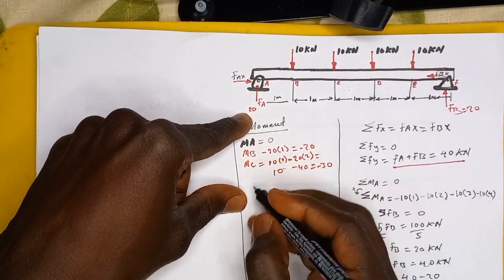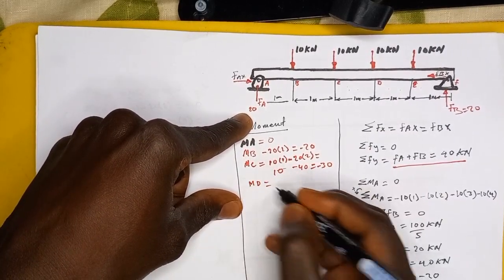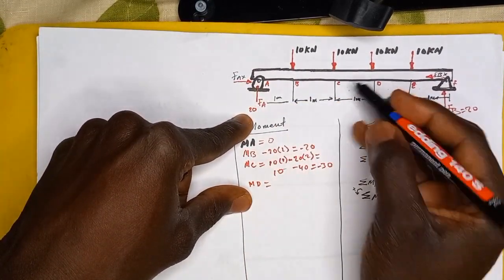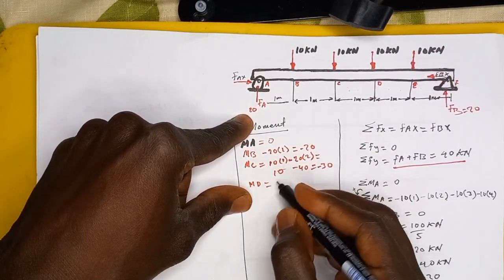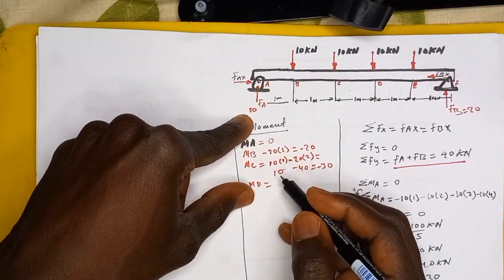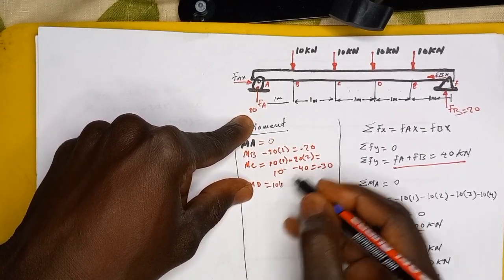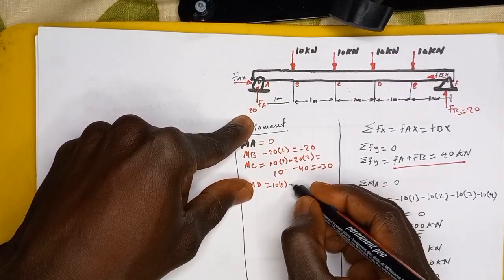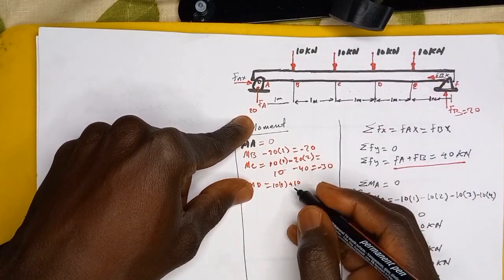So the moment about point D, here we have three forces. 2 are going in the anti-clockwise, positive, and 1 is going in the clockwise, which is going to be negative. So we have 10 times the distance away from this, which is 1. We also have another 10 times the distance away from this, which is 2.